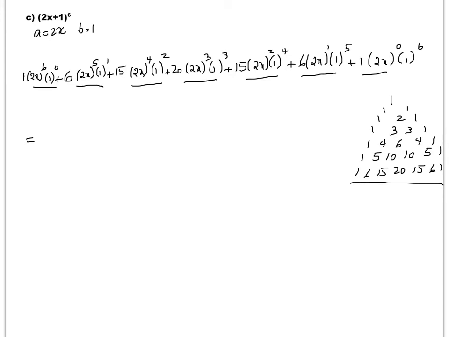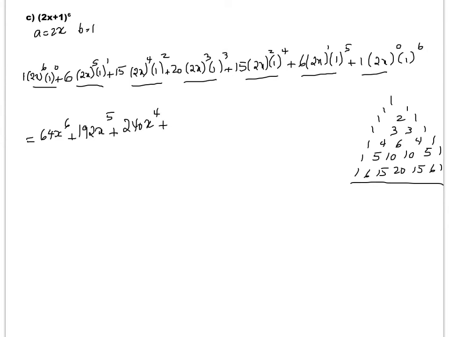Now 2 exponent 6 is going to give me 64. 1 exponent 0 is 1, so it's going to be 64 x exponent 6 plus. Then we're going to have 2 exponent 5 times 6, which is 192, times 1 exponent 1, which is going to be 192 x exponent 5 plus. Then we're going to have 15 times 2 exponent 4 times 1 exponent 2. 2 exponent 4 is 16, times 15 is 240. So we get 240 x exponent 4 plus.